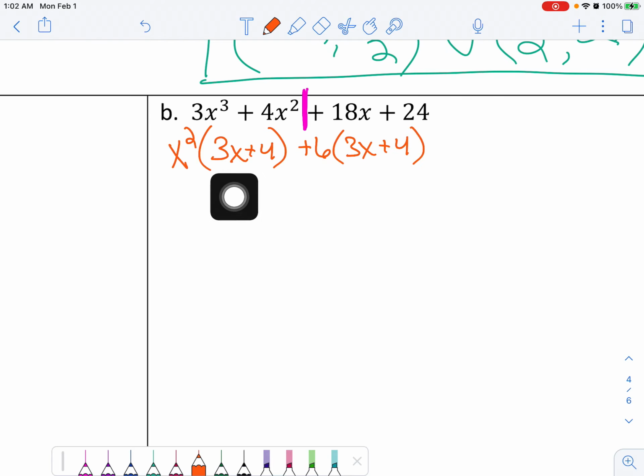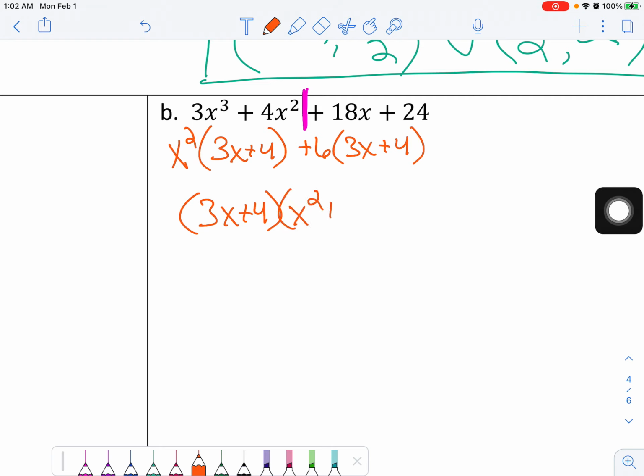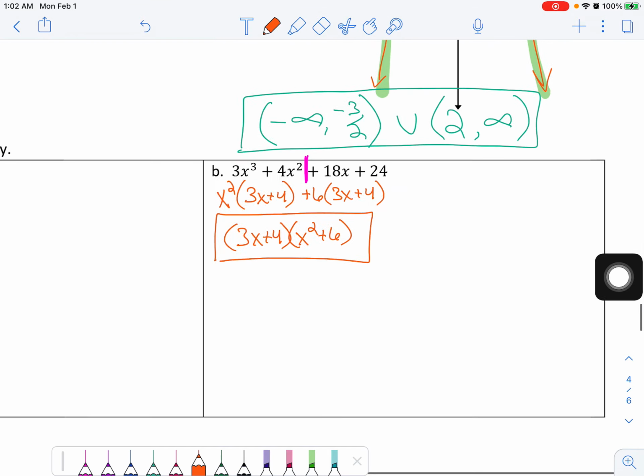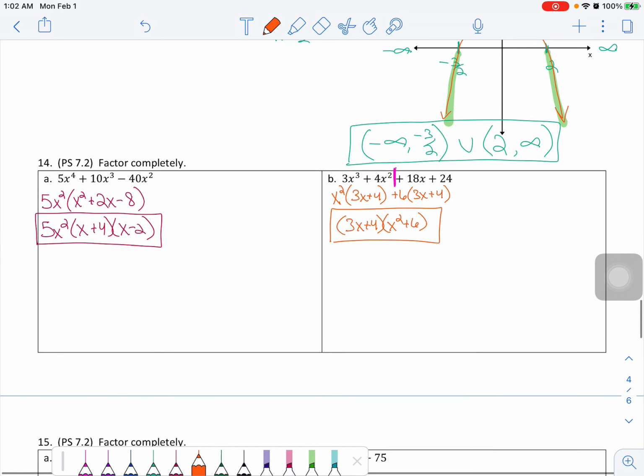I'm going to take a quick check. I have a parentheses set of 3x plus 4 and another parentheses set of 3x plus 4, so I know I'm doing this right. I can factor that common set of parentheses out, and then the x² plus 6 becomes the leftover piece here. X² plus 6 cannot be factored anymore, nor can 3x plus 4. So that is the factored form for part B, factor by grouping.